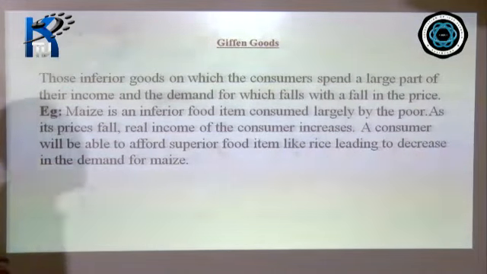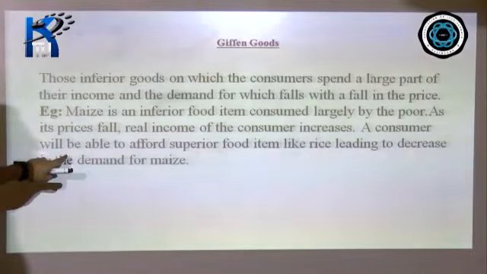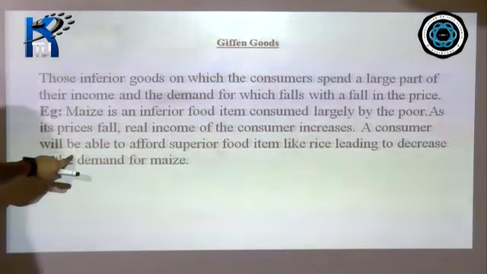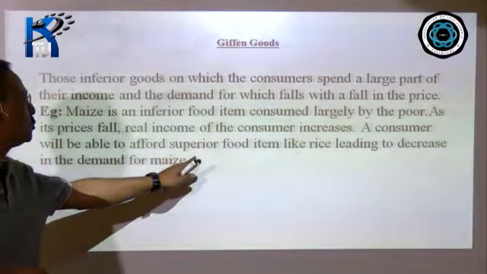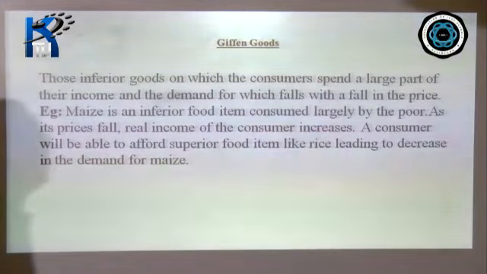Real income of the consumer obviously increases. You will have more money, you will have more purchasing power. When the price falls, a consumer will be able to afford a superior food item. That means if your real income increases because of the fall in the price, you switch over and buy superior quality goods. So when you switch over to superior quality foods, what happens? The demand for the inferior food decreases.